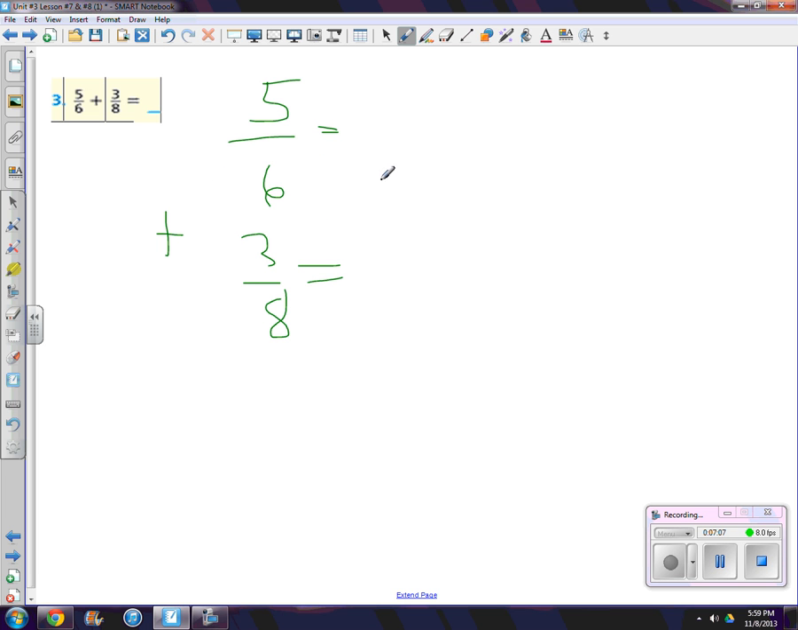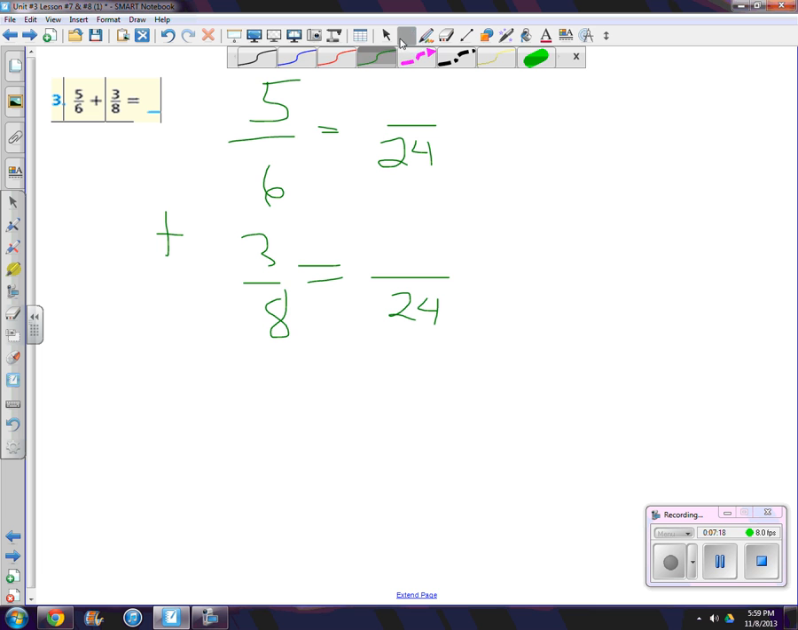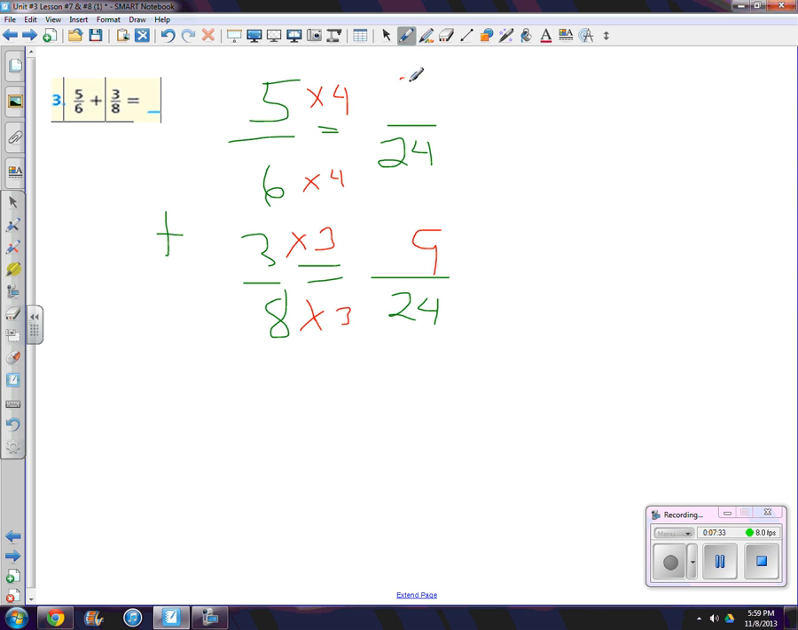So 6 times 8 is 48, but I would choose 24 just because then it saves you work in the end. And now we just find out that 8 times 3 is 24. What you do to the denominator, you do to your numerator, and you end up with 9. 6 times 4 is 24. 5 times 4 is 20. So you end up with 29 over 24, which is an improper fraction.